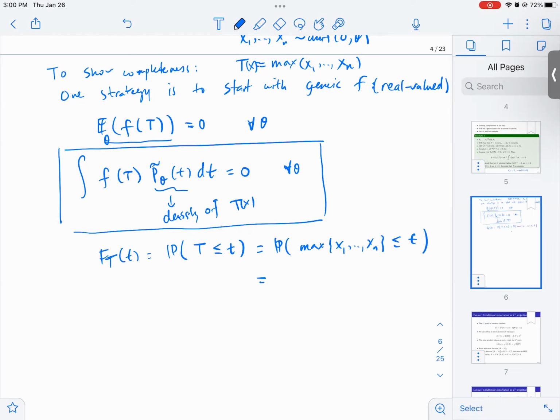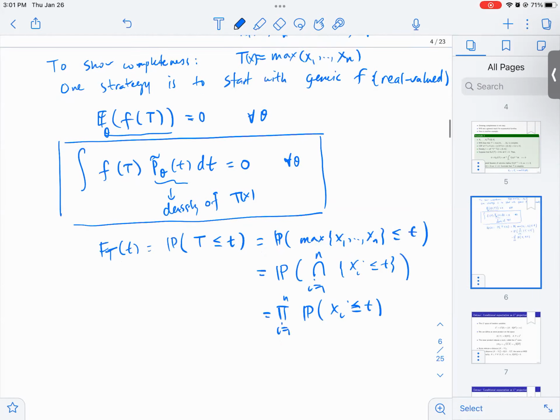So what happens here? Before doing the product, one more step maybe. This is saying the maximum is less than t, so all of them have to be less than t. So it's the intersection of these events that xi is less than t, and these are independent, so you get the product from i equals 1 to n of the probability that xi is less than or equal to t. So what is this?